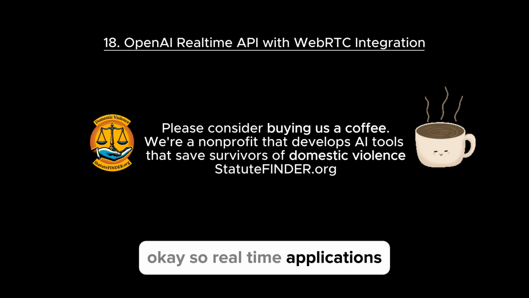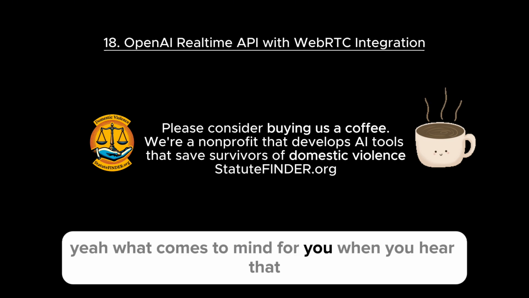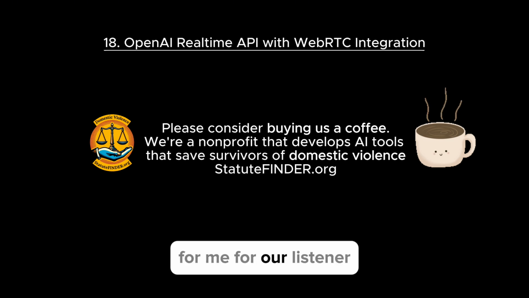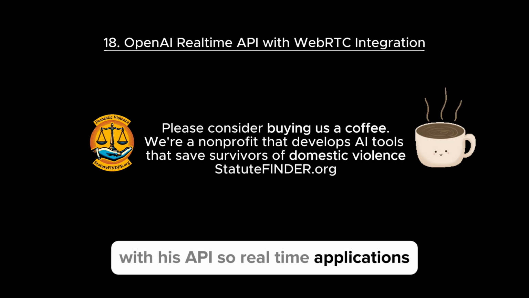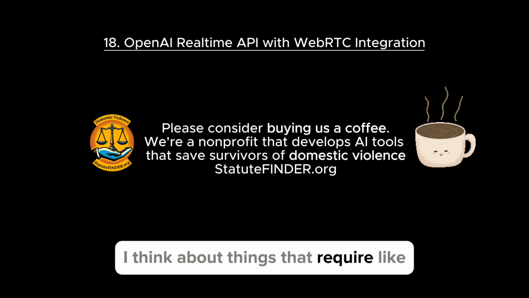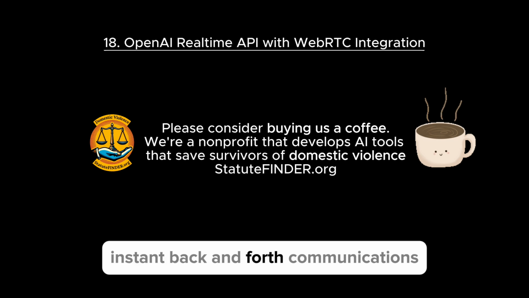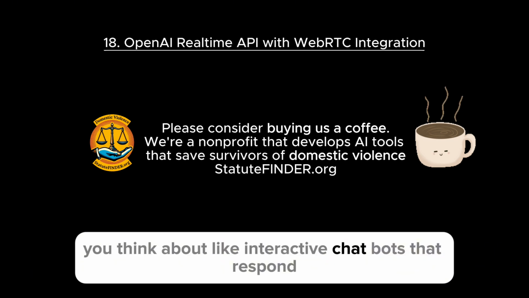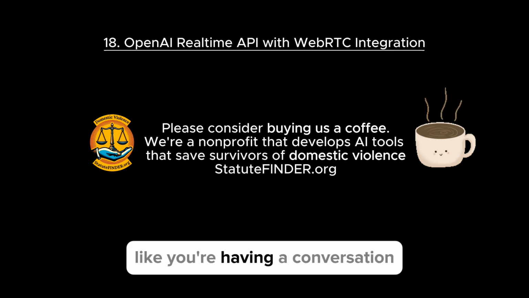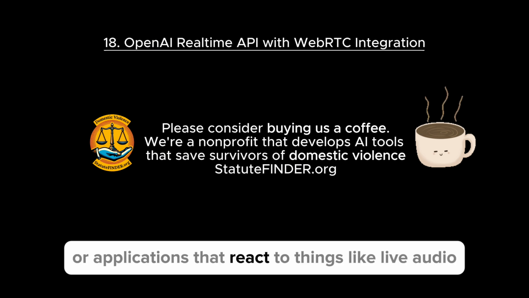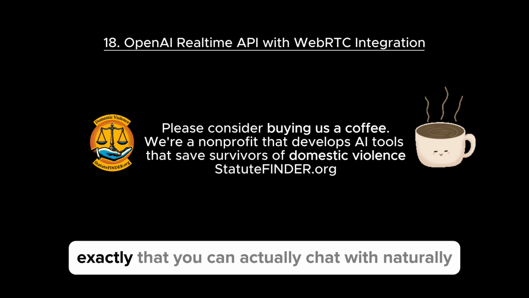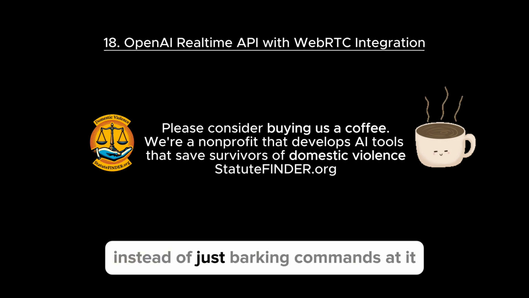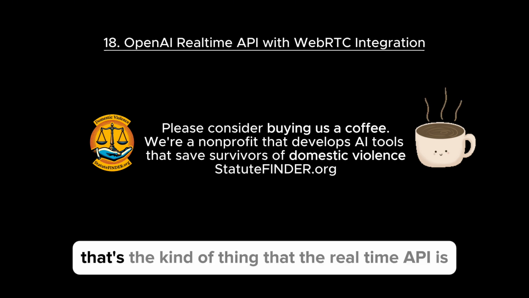Okay, so real-time applications. What comes to mind for you when you hear that? For our listener, what kind of things could they actually build with this API? Real-time applications, I think about things that require instant back and forth communication. Interactive chatbots that respond like you're having a conversation, or applications that react to live audio input. Ah, so like a voice assistant that you can actually chat with naturally instead of just barking commands at it. Exactly. That's the kind of thing the real-time API is perfect for.